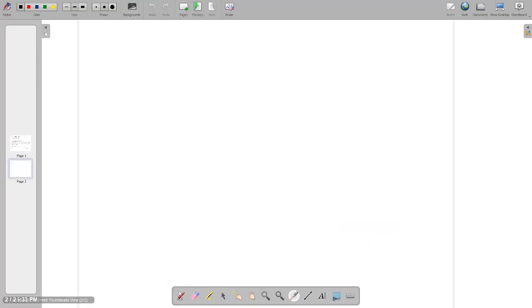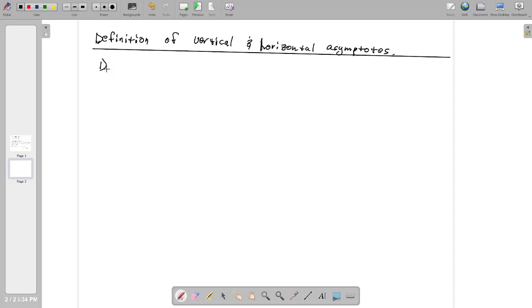So I need to define what asymptotes are, and we're going to start with vertical asymptotes and then get into horizontal asymptotes. Definition of a vertical and a horizontal asymptote. Now this definition is a bit hand wavy. You get a more rigorous definition in calculus, but for right now, there's not much I can do about how hand wavy this definition is.